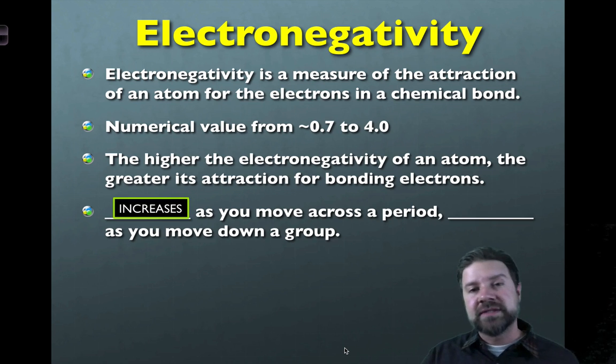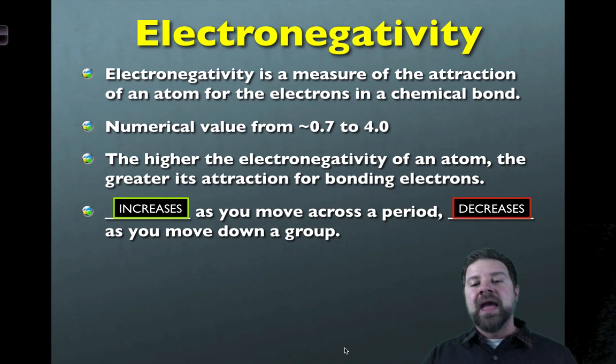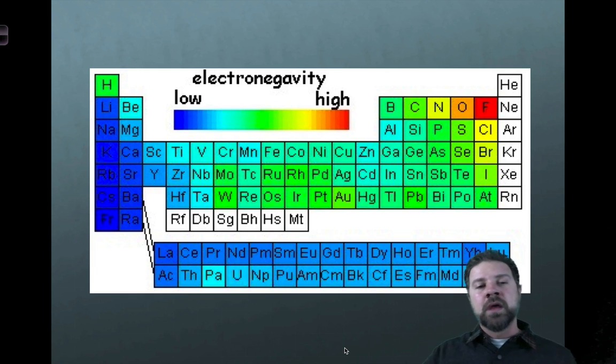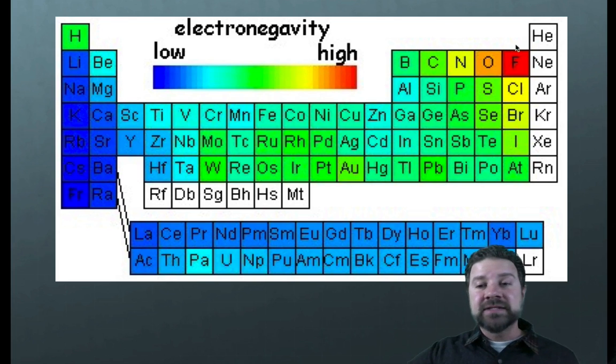It increases as you move across a period from left to right, and it decreases as you move down a group. So if we take a look at this slide here, we have hot and cold colors for electronegativity. Who's the hottest? Well, it's fluorine. And if you were to look up fluorine, you'd find out that it has an electronegativity of 4.0. And then on the low end, this cold end down here, we'd have francium and cesium at 0.7. This is as low as it goes.